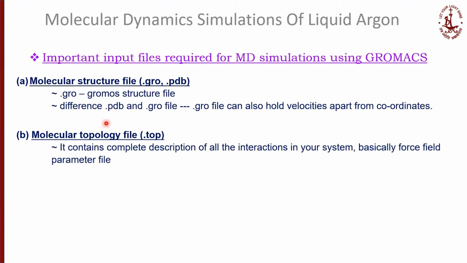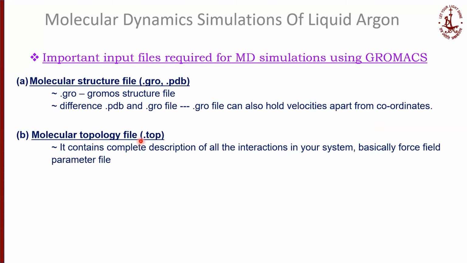The second file that you require is a molecular topology file, that is the .top file. This is the extension of the file, .top. It contains a complete detailed description of all the types of interaction present in your system. It's basically a force field parameter file where you have bond angle, bond length, bond force constant, dihedral angle, how many bonds are there, what is the sigma value, what is the epsilon value, and what type of potential you are using to do the simulation.